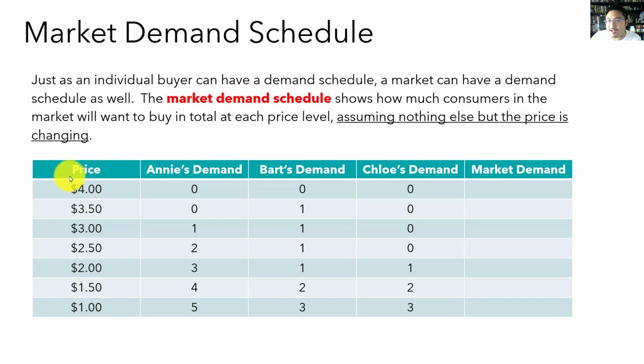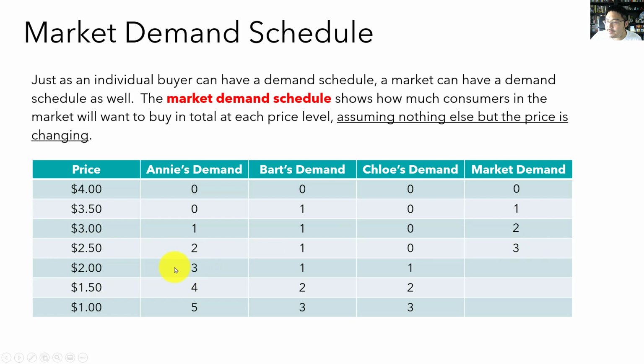So let's do that. At a price of $4, Annie demands 0, Bart demands 0, Chloe demands 0, and so the total market demand is 0, right? At a price of $3.50, Annie still demands 0, Bart now demands 1, Chloe still demands 0, and so the total demand is 1. Okay? At a price of $3, Annie demands 1, Bart demands 1, Chloe demands 0, and so the total is 2. At $2.50, Annie demands 2, Bart demands 1, Chloe still demands 0, so the total is 3.